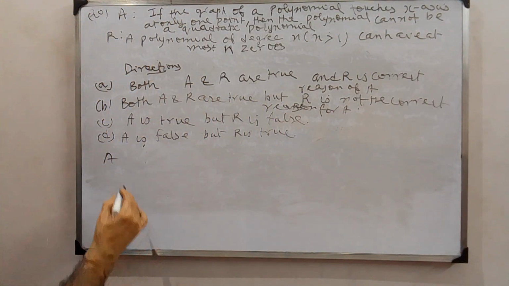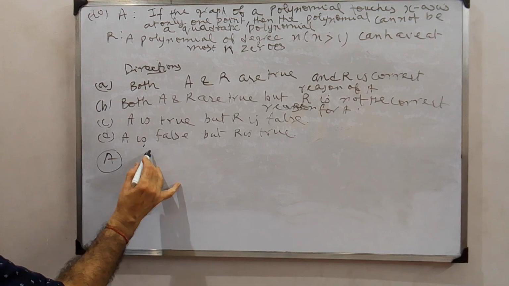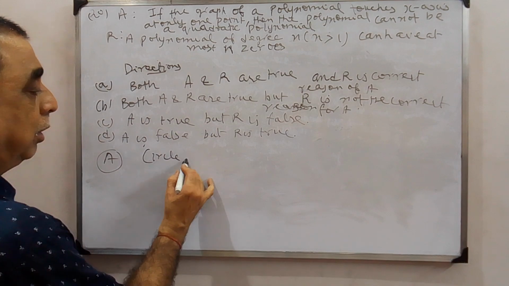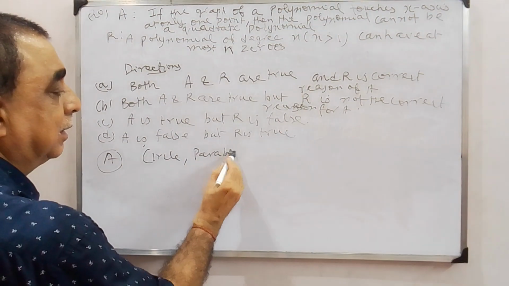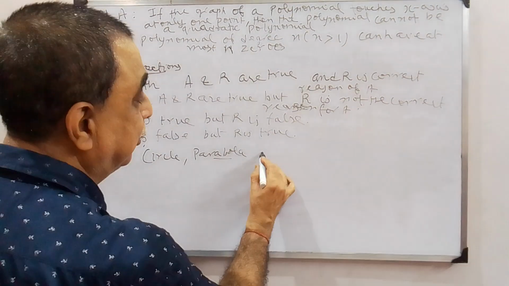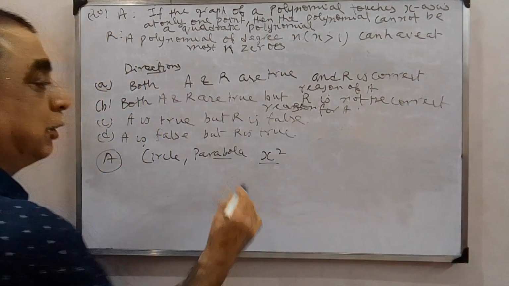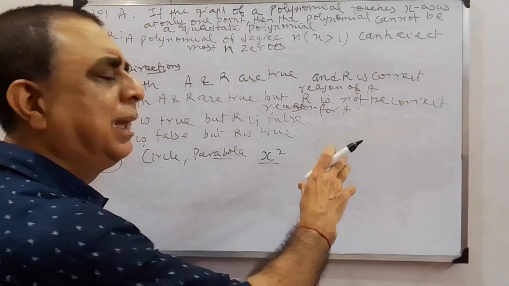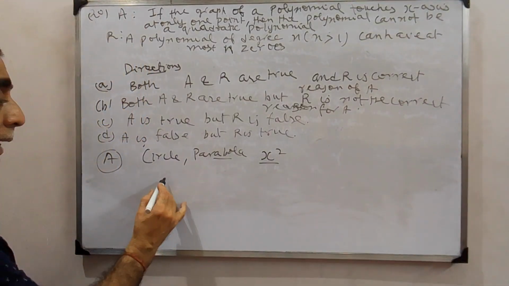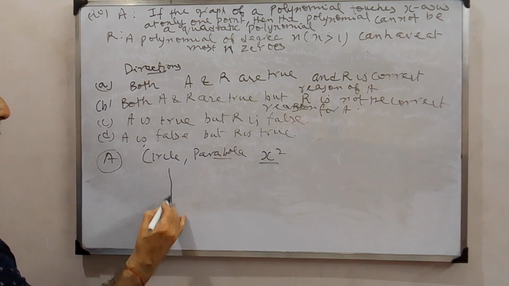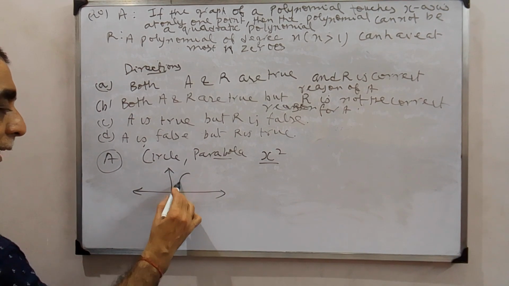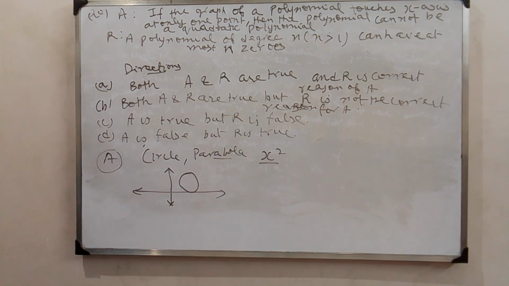We know it is false, because the circle, parabola, and many other curves have quadratic equations. These all have quadratic equations, which means the powers of x and y are 2. And the circle can meet the x-axis at one point only, which means the x-axis can be the tangent of the circle.